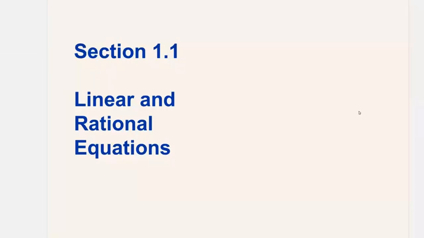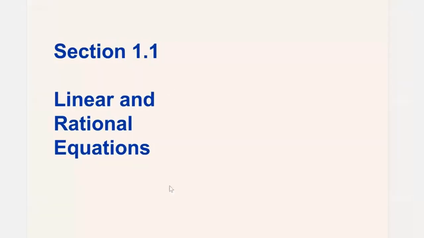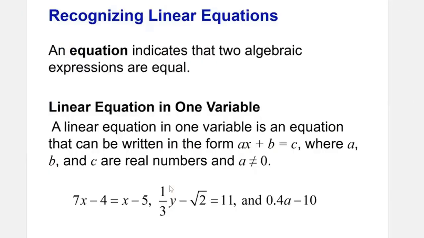Hey everyone, and welcome to MAC 1105, section 1.1, linear and rational equations. I want to just go through and explain what a linear equation is. An equation indicates that two algebraic expressions are equal. Whenever you see something where you have an equal sign, you call that an equation.